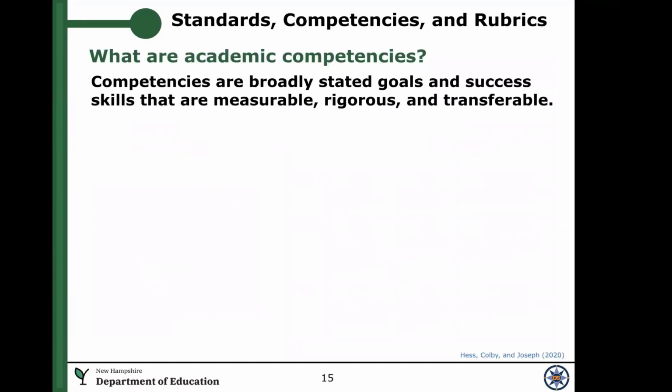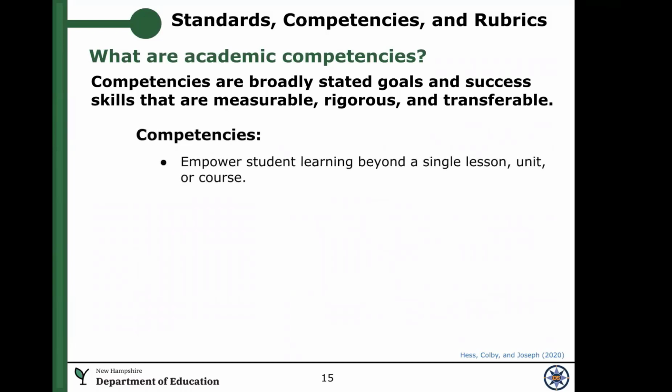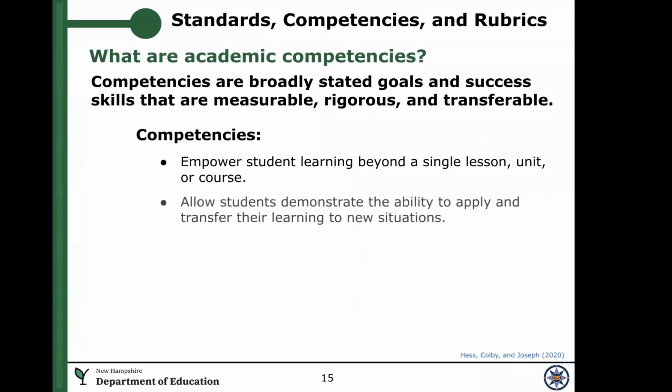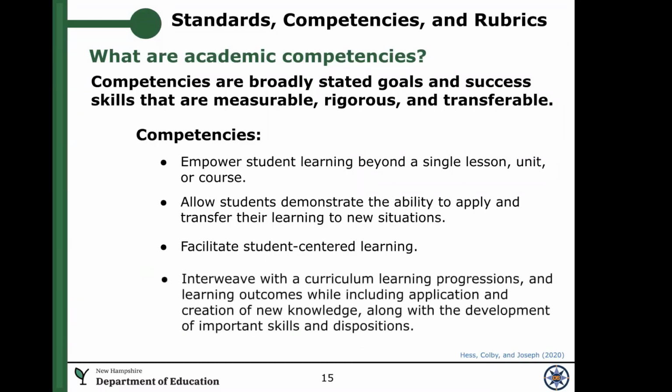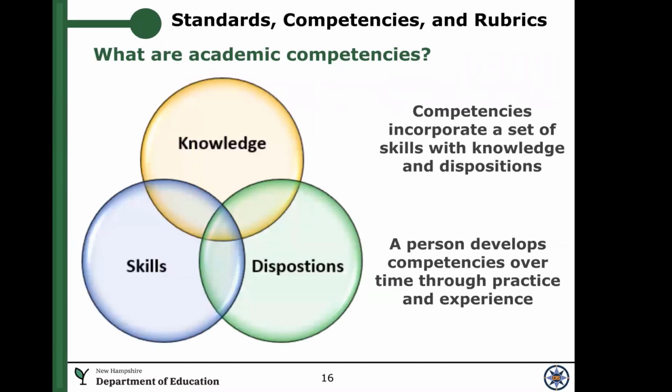So what are academic competencies? They're broadly stated goals and success skills that are measurable, rigorous, and transferable. So not only are they used there, we can use them in other aspects of life. Competencies empower student learning beyond a single lesson or unit or course. They demonstrate their ability to apply and transfer their learning to new situations. And we facilitate student-centered learning and interweave into the curriculum learning progressions and learning outcomes, while including application and creation of new knowledge, along with the development of important skills and dispositions. Dispositions are a lot of what we call our 21st century skills, things like perseverance and being able to work collaboratively.